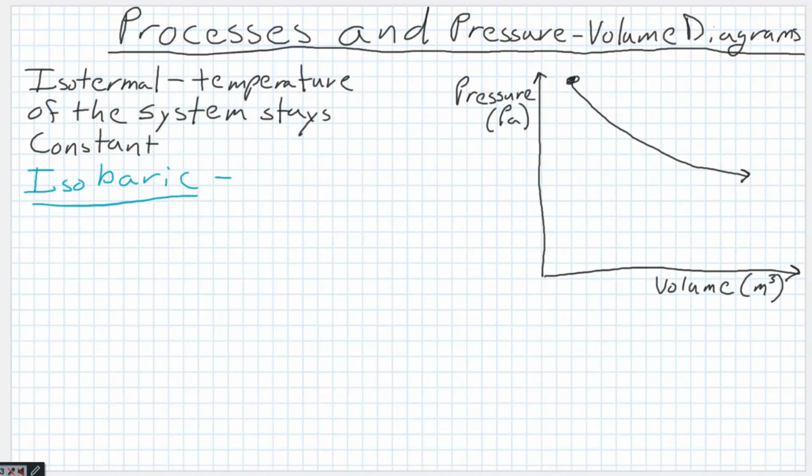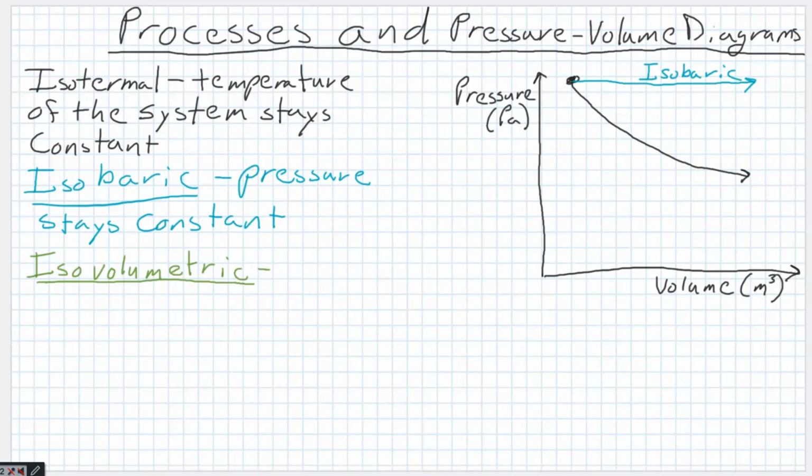Next process we'll talk about is an isobaric process. An isobaric process is where the pressure stays constant. An isobaric process would look like this blue line on my pressure-volume diagram. Notice how the pressure doesn't change while the volume increases. So this would also be an expansion of the gas.